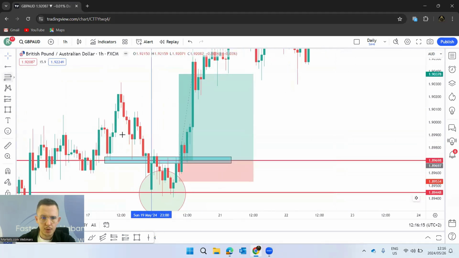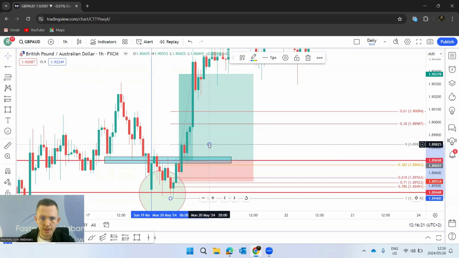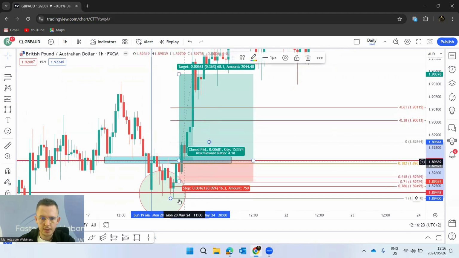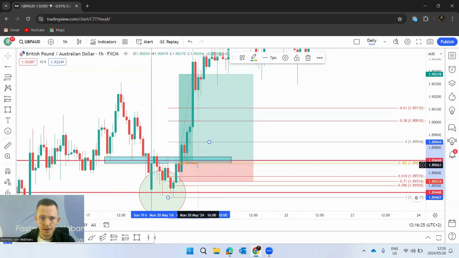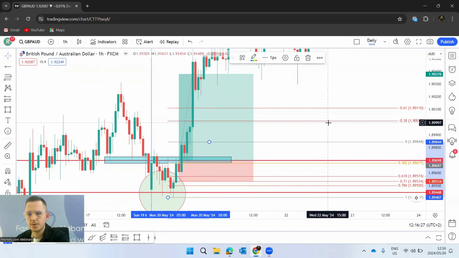Very simple, same rule we've been going over and over again. If you're looking for continuation, that was a trend trade, so 61 to 78% fib, like I just showed you guys. But then we're looking for continuation, and continuation happens from where? From the 38% fib over there, and perfectly just pushing into new highs.